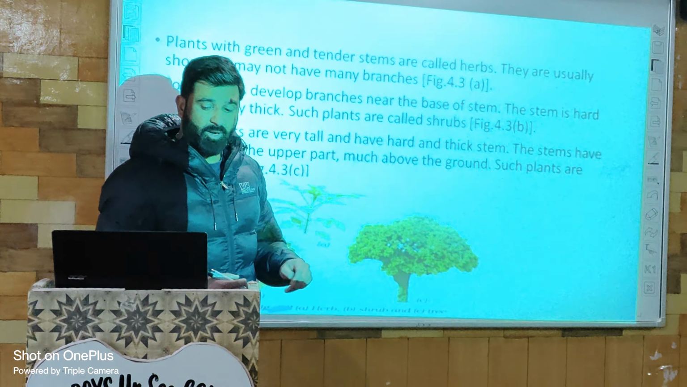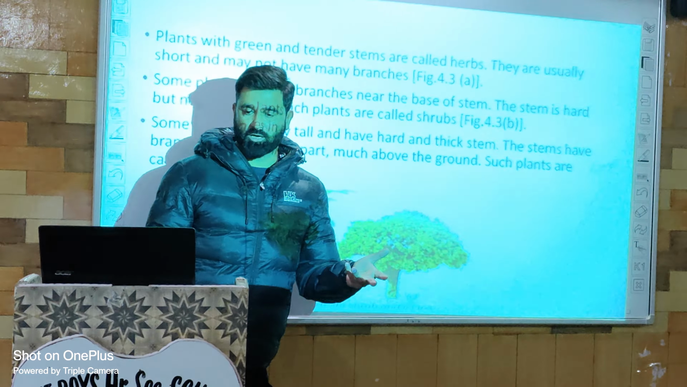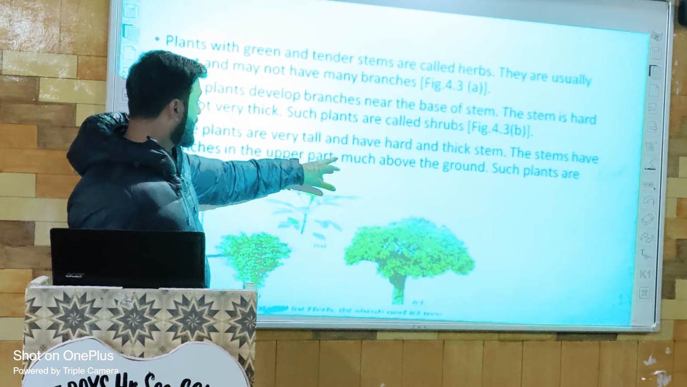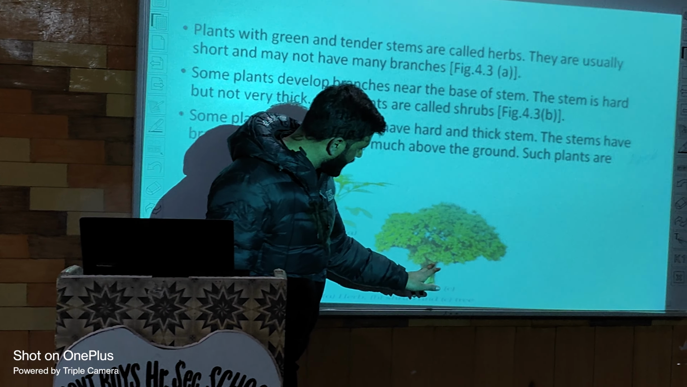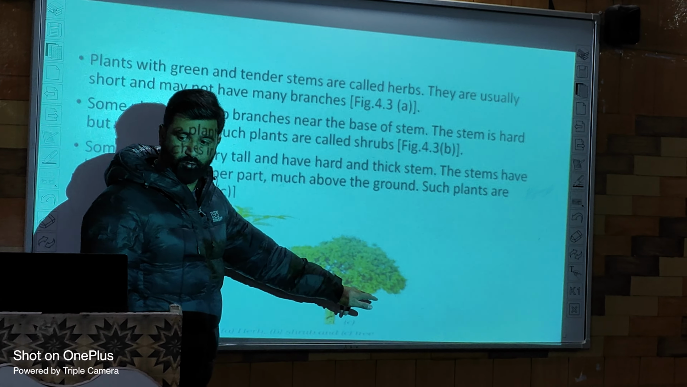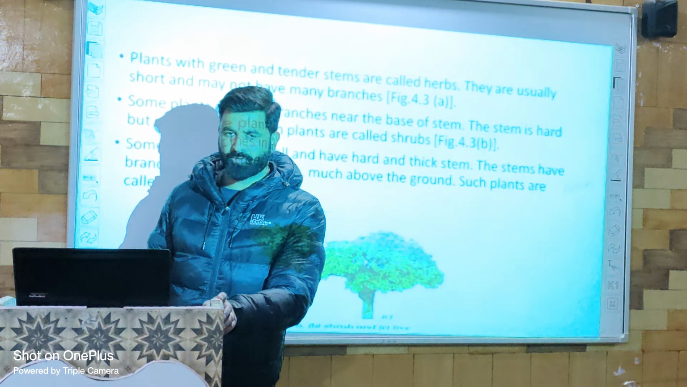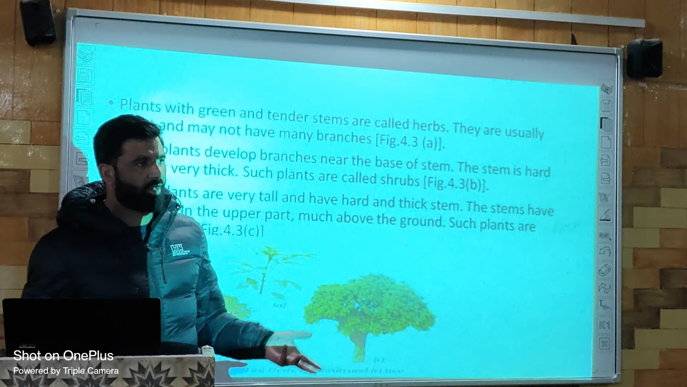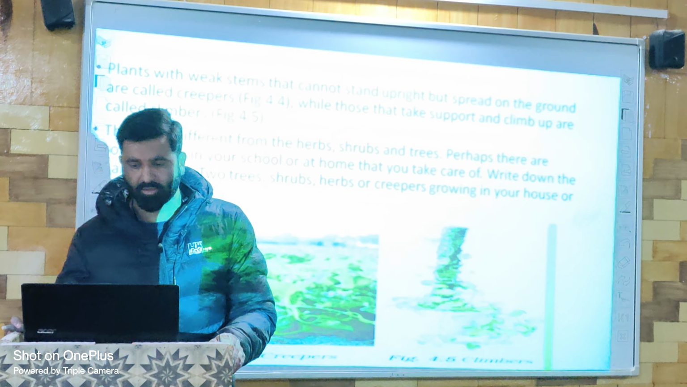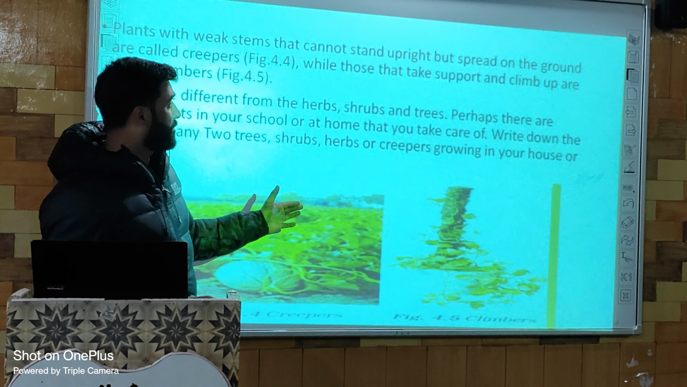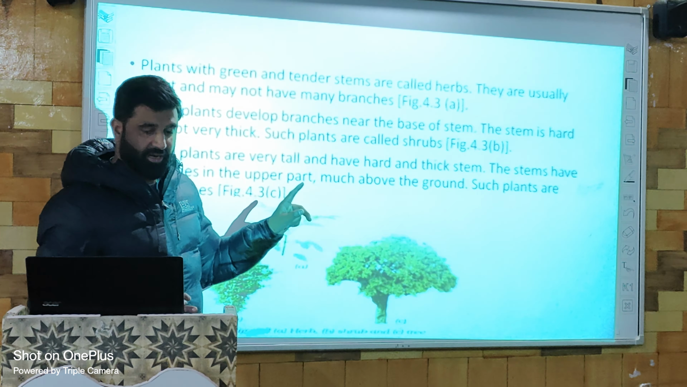So there are the other plants. Some plants are very tall and have a very hard and thick stem. The stems have the branches in the upper part. This is the stem, and in the upper part of the stem, the branches start to grow. So such plants are called the trees. We have different trees in our locality. Apple tree is there, walnut tree is there. We have a chinar tree here in our locality. So we can say that there are three types of plants: herbs, shrubs, and trees.